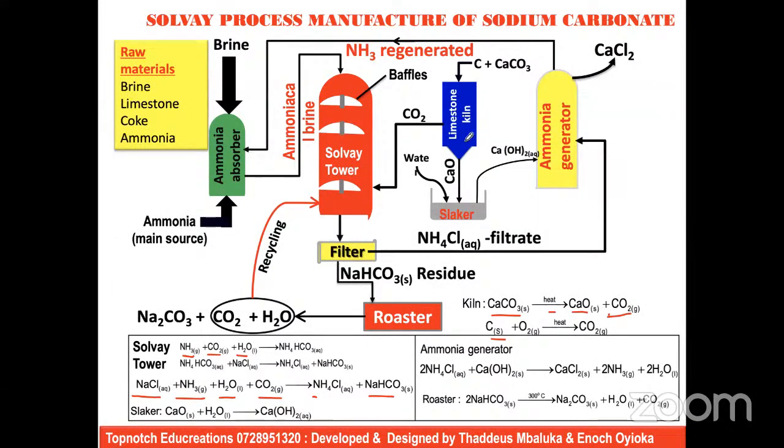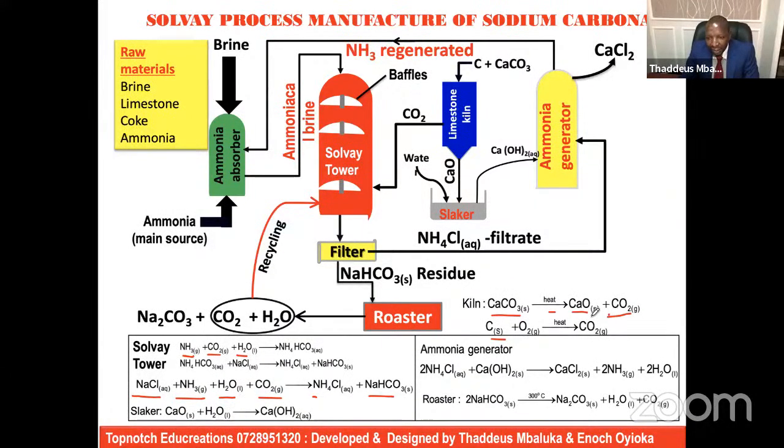Now, from there, at the limestone kiln, we are going to have calcium oxide, which is taken to the slacker. Slacking is simply adding water to a compound. So you add water to the calcium oxide, you get calcium hydroxide, as you can see here. The calcium hydroxide is taken to the ammonia generator, whereby it will meet with the ammonium chloride from the filter. When these two react, ammonium chloride plus calcium hydroxide, that is the equation we used in the manufacture of ammonia.